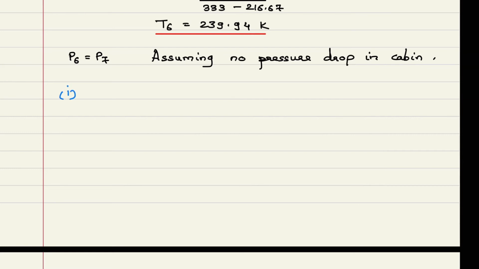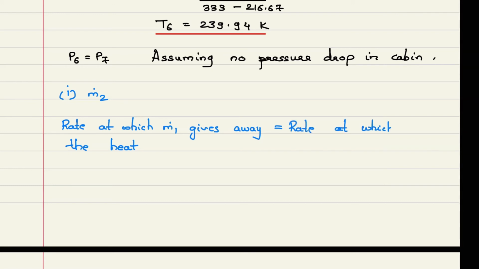First question: the rate at which m.1 gives away the heat is equal to the rate at which m.2 absorbs the heat in the regenerative heat exchanger.